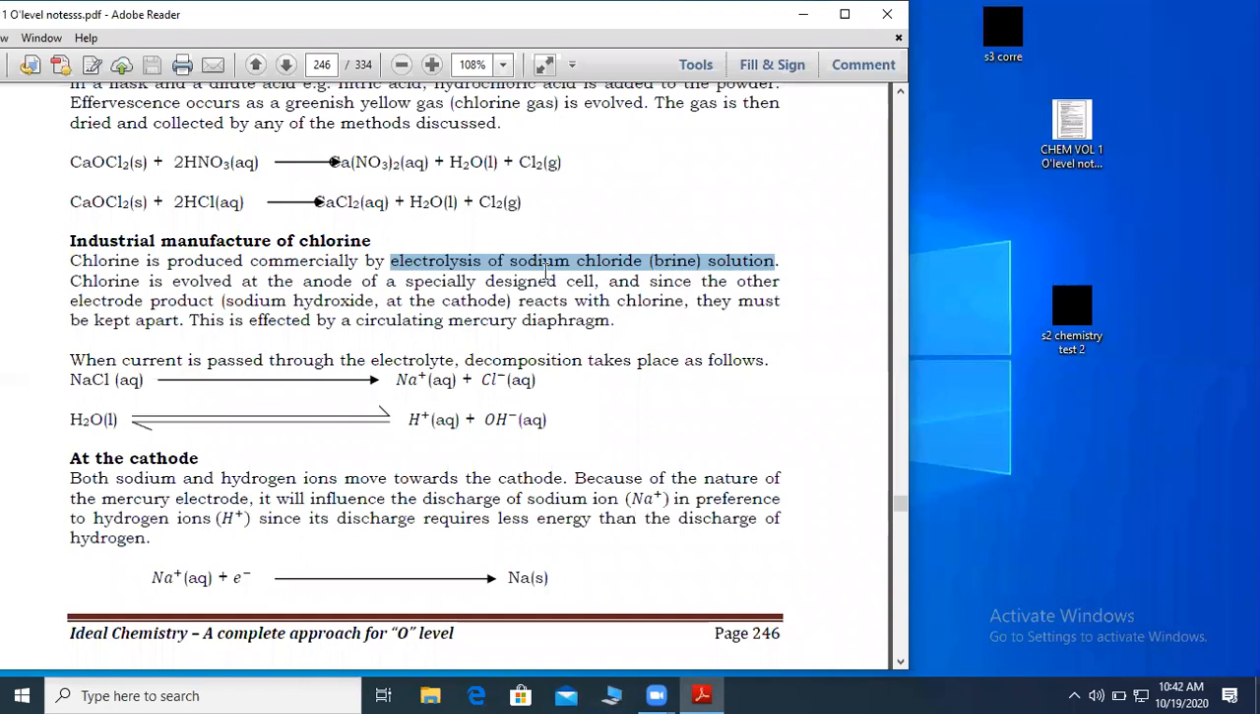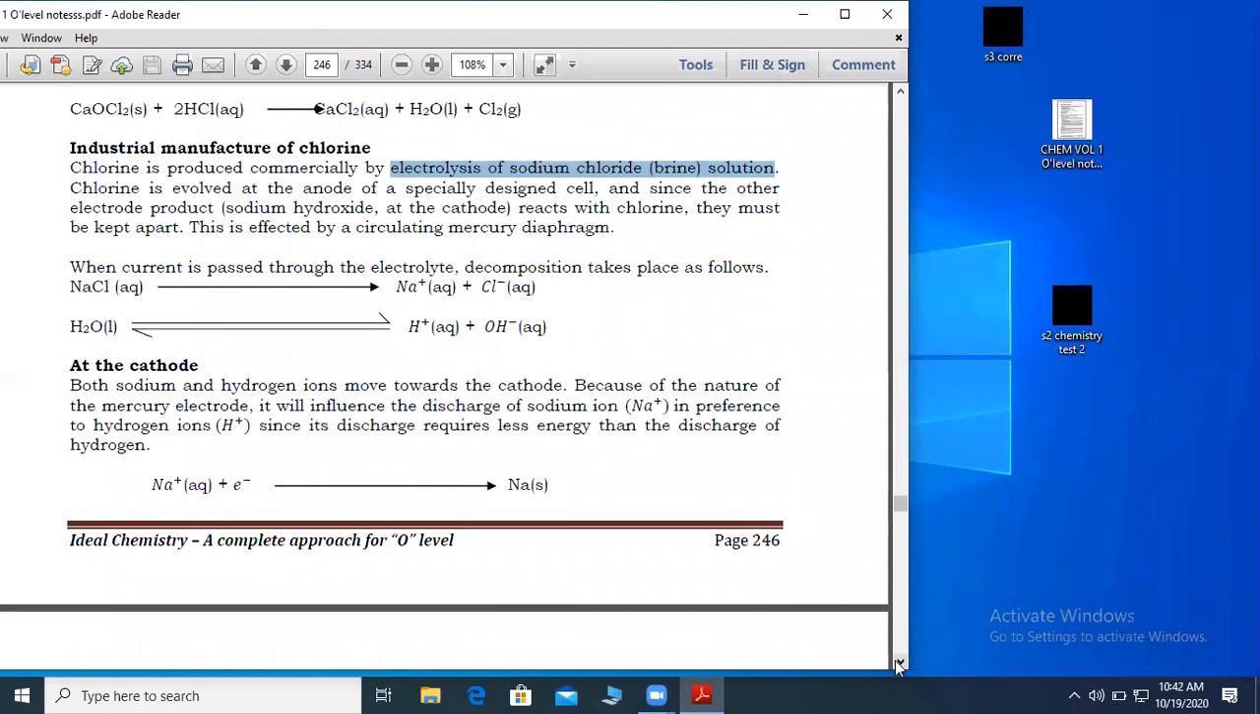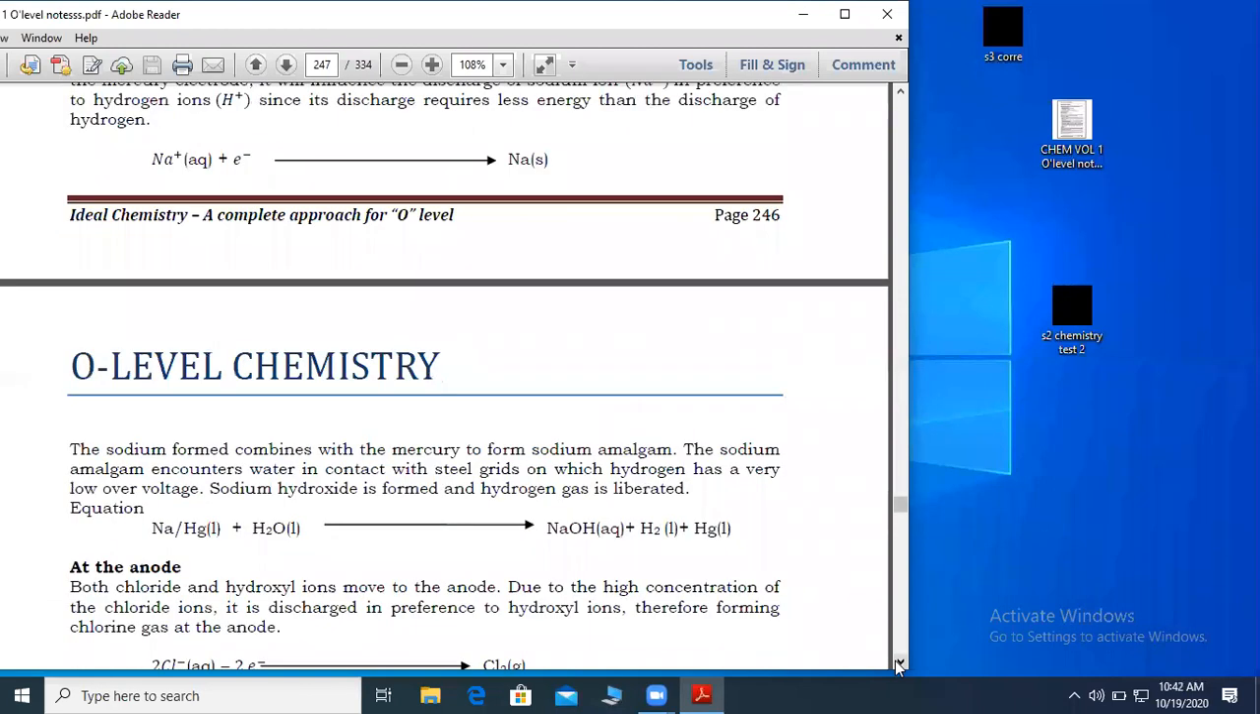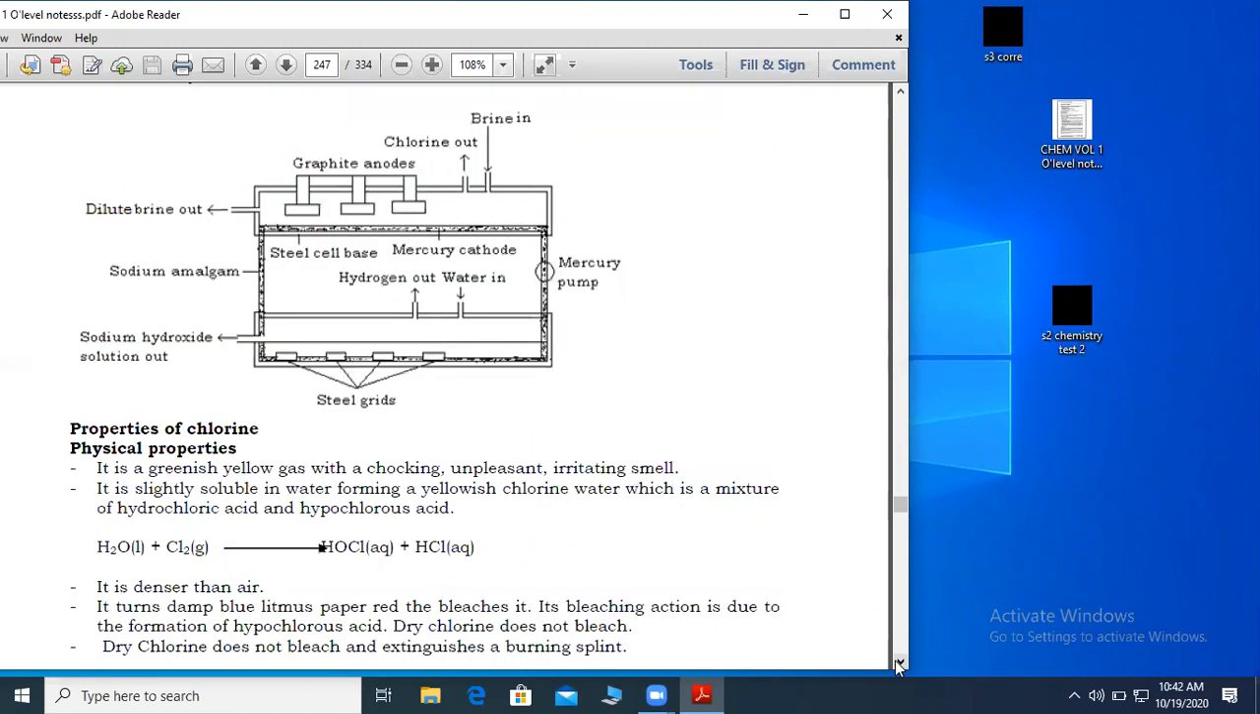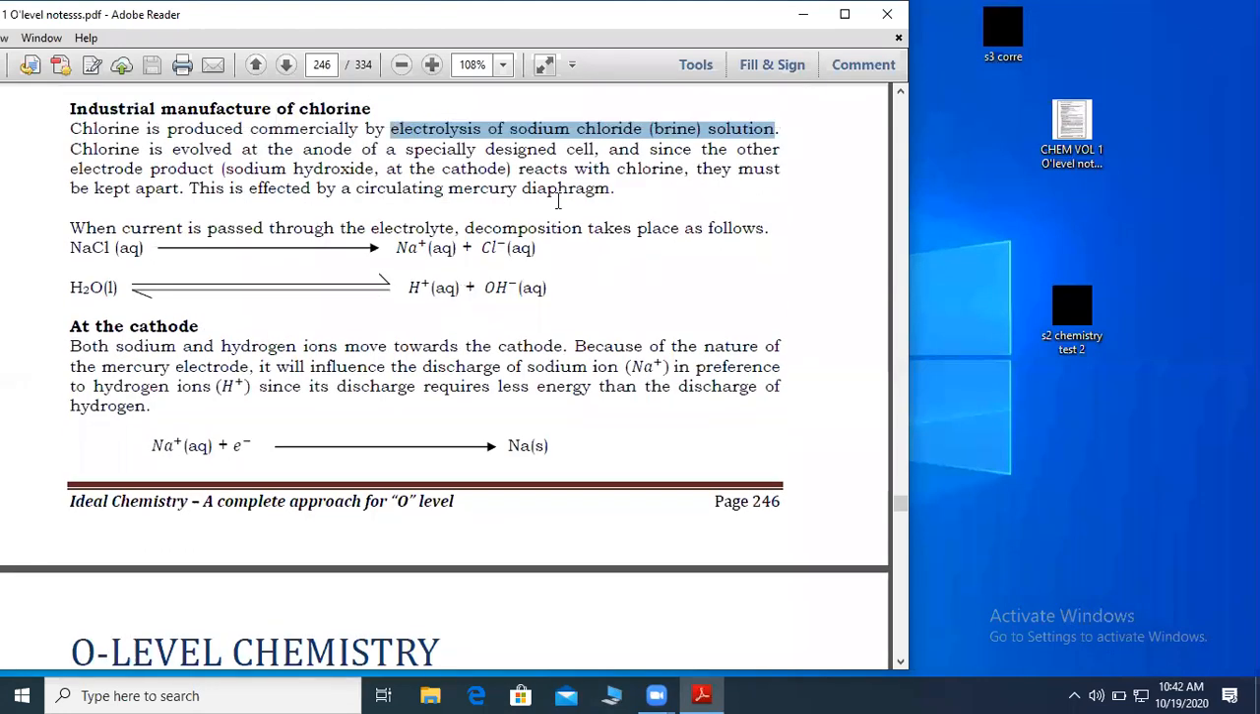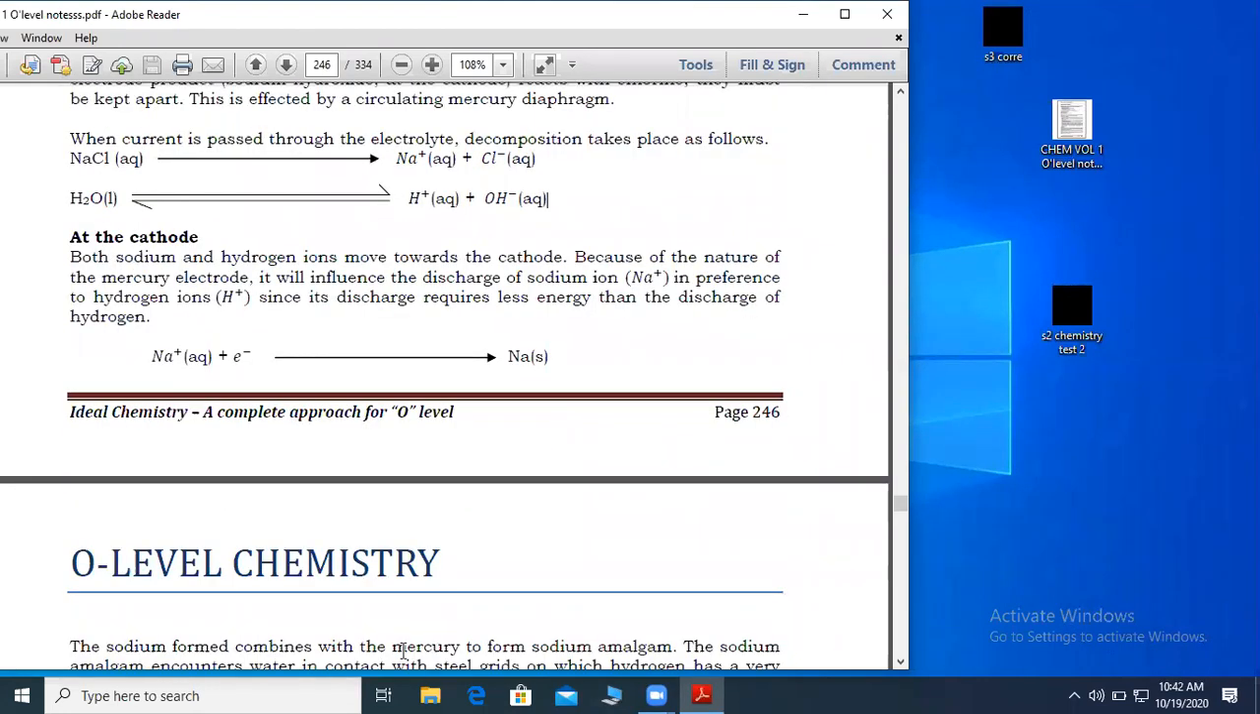So for now, allow me to skip this and we first study electrolysis, because I cannot teach you movement of ions now when you have not studied electrolysis. So in industrial manufacture of chlorine, let us save it for the topic of electrolysis. Okay? Please, when you are writing notes or reading, don't bother yourself with that. Let us save it for electrolysis, the topic of electrolysis.